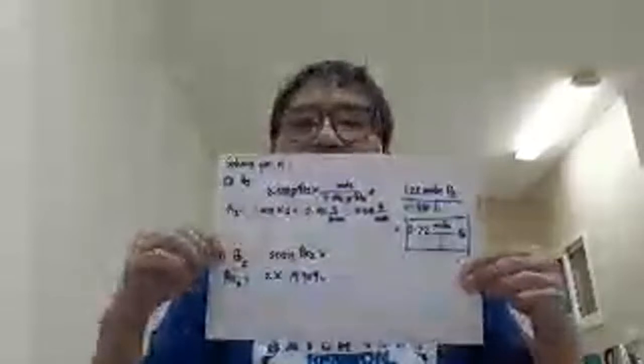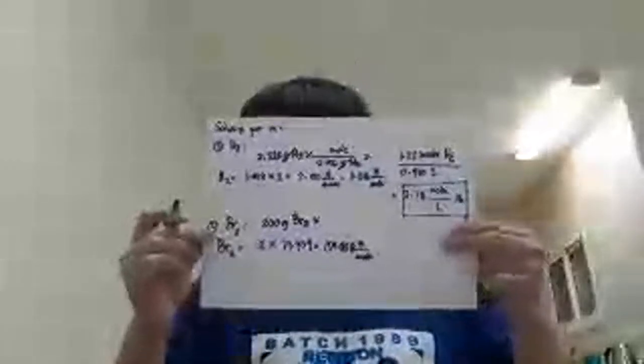So the atomic weight of bromine is 79.904 times 2. Okay. 79.904 times 2 is equals to 159.808. 159.808 grams per mole. Okay, this one. Molecular weight of bromine is 159.808 grams per mole. Okay, and then we will solve for the number of moles.